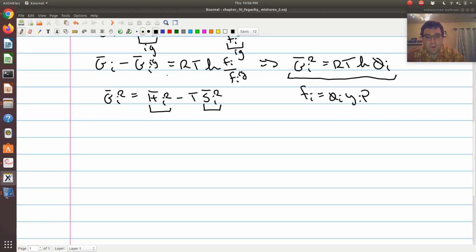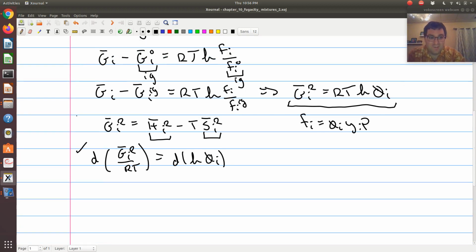Remember these two states are at the same temperature, right? Just in general, when I define my fugacity, these are states at the same temperature. Isothermal processes. So that would tell me then that the differential, and let me bring RT over here, of G bar i residual over RT is equal to the differential of log phi i. Now I'm going to need a real memory jogger, so let me come back to this one in a second, because you'll see the connection in a moment.